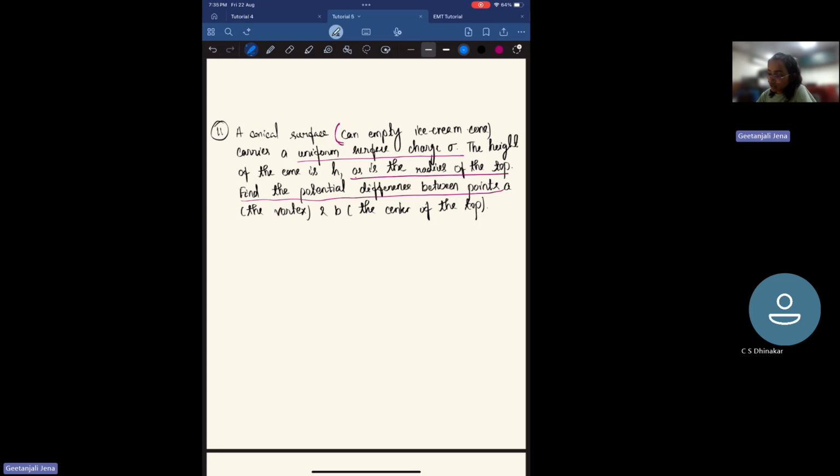So let me draw the diagram first. So we have a cone, an empty cone, and this has surface charge distribution sigma. And it is given the radius of this top is h, and the height of the cone is also h. You need to find out the potential at the vertex, which is the point here, and at the center of the cone at the top, B.